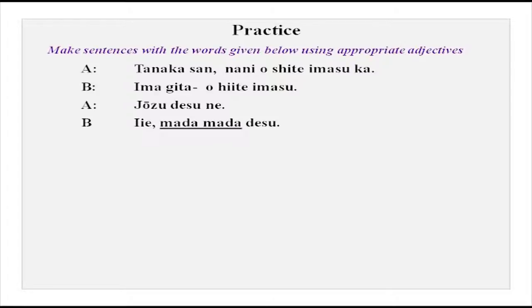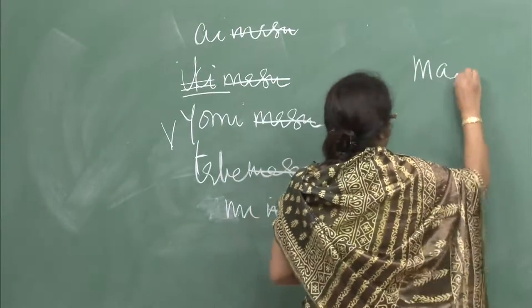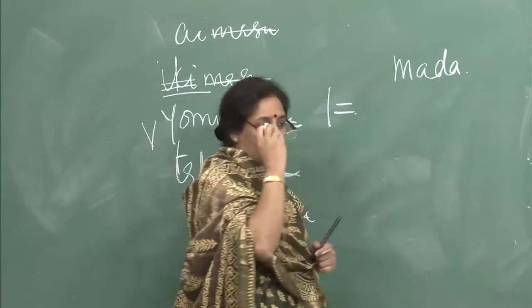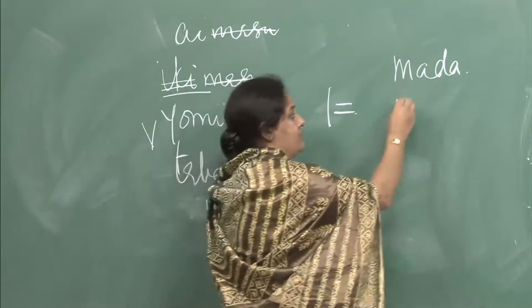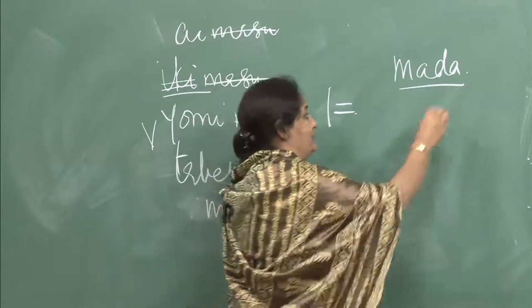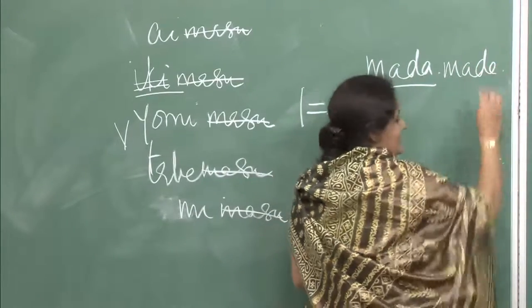Now a simple conversation. Tanaka-san, nani o shite imasu ka? Ima gitaa o hiite imasu. Jozu desu ne. Iie, mada mada desu. In our conversation, we had mada, mada, mada desu. Omiyage o kimemashita ka? Iie, mada desu. Or just mada desu, meaning not yet. But if you have two mada mada like this, then well, it's a little different. Mada mada means I still have to learn a lot.